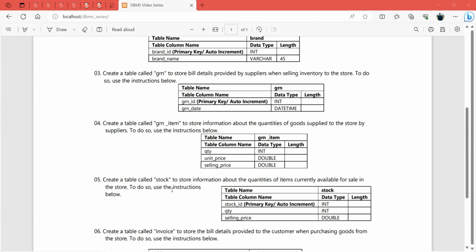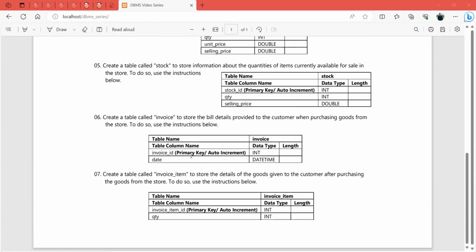The fifth question, we need to create a table called stock to store the information about the quantities of items currently available for sale in the store. The sixth question, they have told us to create a table called invoice to store the bill details provided to the customer. And in the last and final question, we need to create a table called invoice item. In this table, they are going to store the details of the goods given to the customer after purchasing.